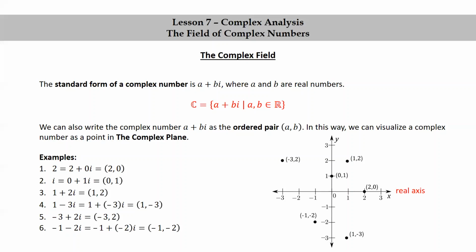The x-axis is also known as the real axis, and the y-axis is also known as the imaginary axis. Where the two axes intersect is called the origin, and as a point, that's the point (0, 0). As a complex number, 0 plus 0i. The first example we did, 2, or 2 plus 0i, is an example of a real number. The second example, i, or 0 plus 1i, is an example of a pure imaginary number.